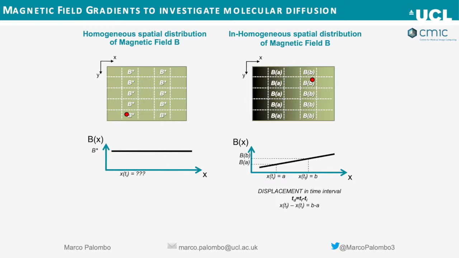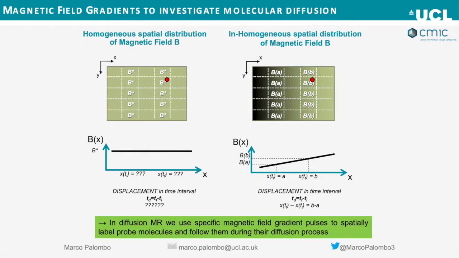Instead, without a gradient, a molecule that starts in A and ends in B wouldn't experience any difference in the local magnetic field, and therefore we wouldn't be able to link this difference to the displacement of the molecule. So in diffusion MR, we use specific magnetic field gradient pulses to spatially label probe molecules and then follow them during their diffusion process.